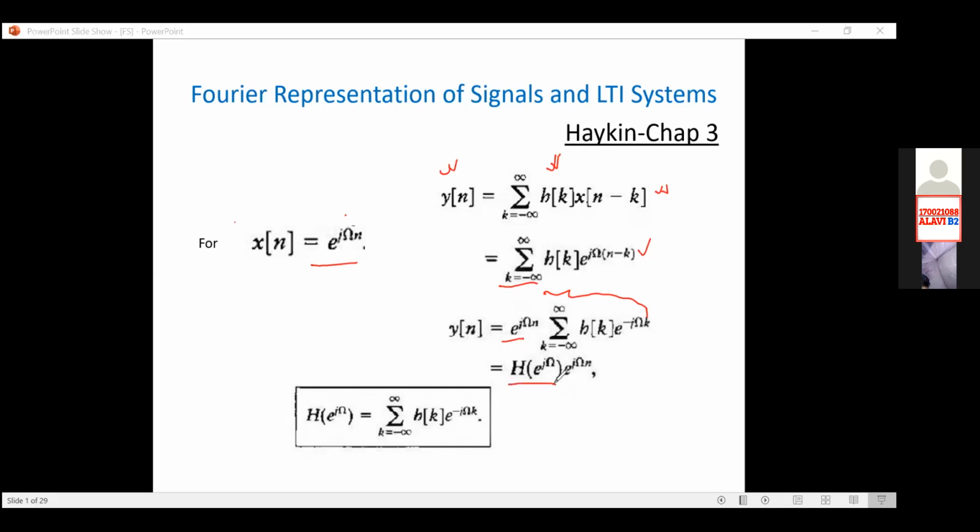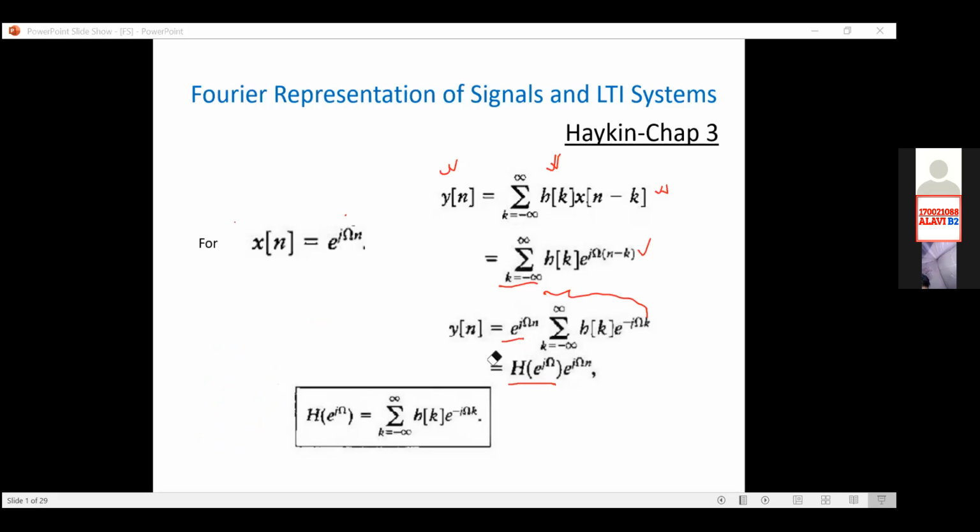In this book it is represented as H of e to the power j omega, a function of frequency. In many other books, in the discrete case it is also written as H(omega), or in some cases, for the continuous time case, H(j omega). So all are similar types of representation. After representing it this way, you can see that the relationship between input and output takes this form: y[n] is equal to H(e to the power j omega) times e to the power j omega n.